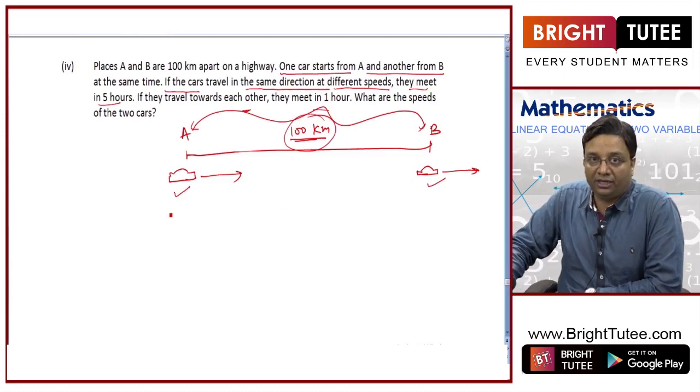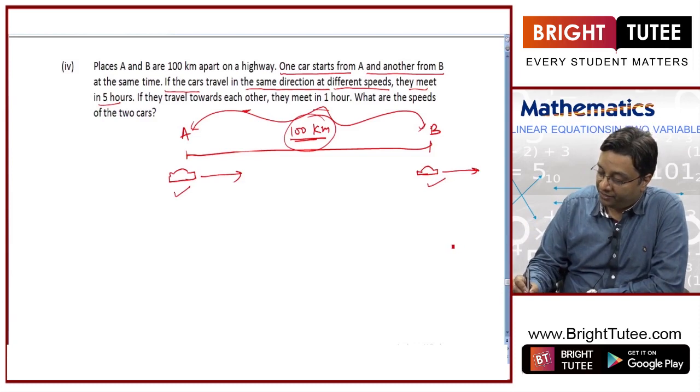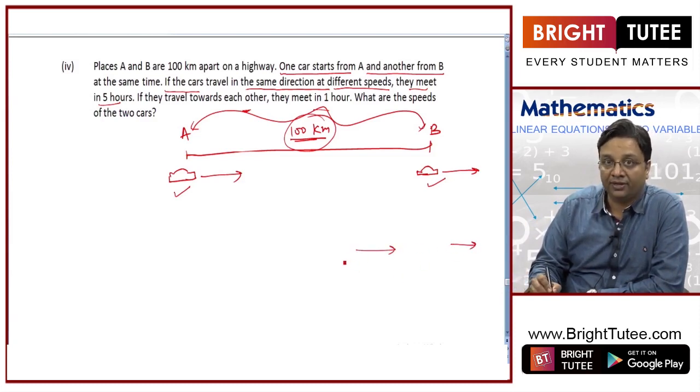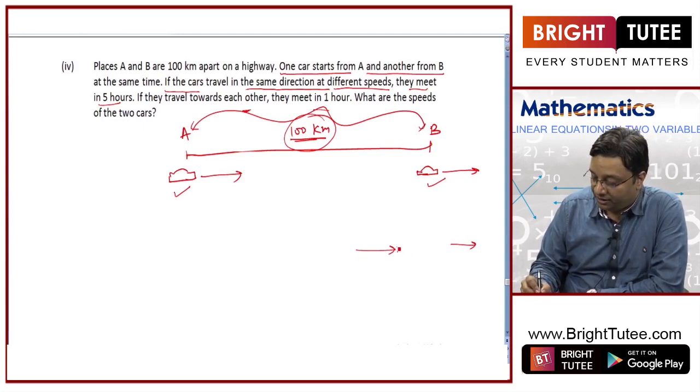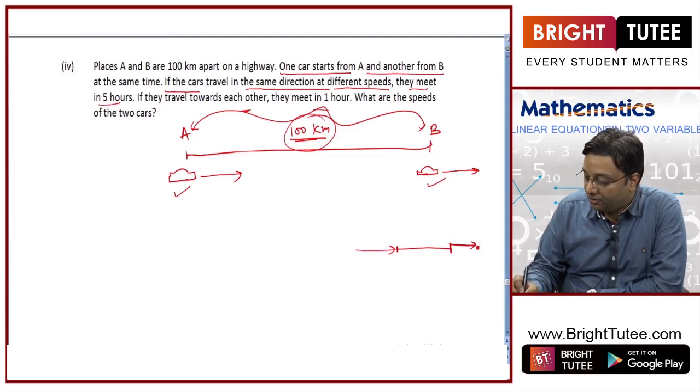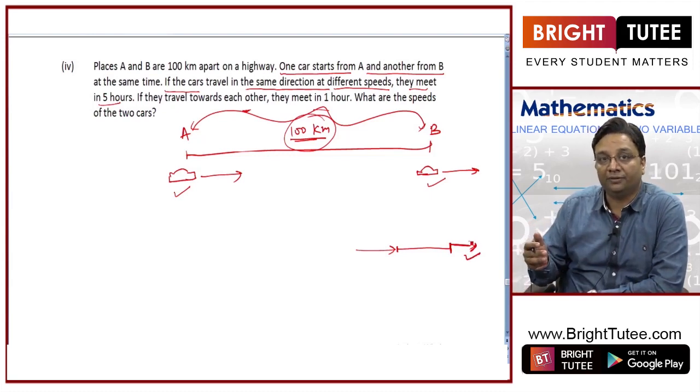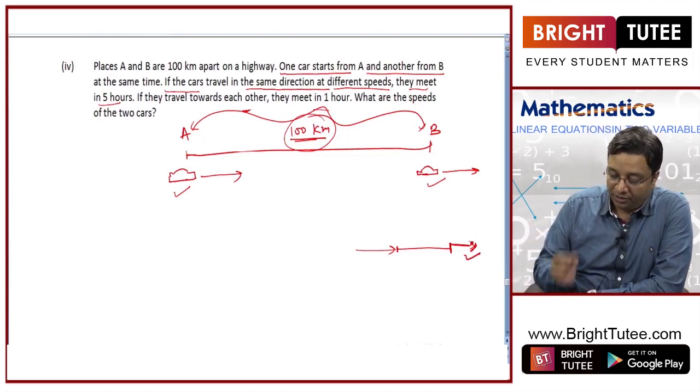Now, this is a concept of relative speed. If one is traveling in this direction and second is also traveling in this direction, this car has to cover this much gap between them, and also the gap because of movement of this car, right? Because both the cars are moving. Now, let us look at this.